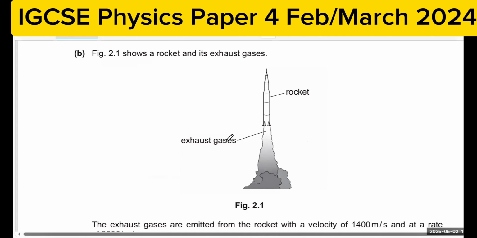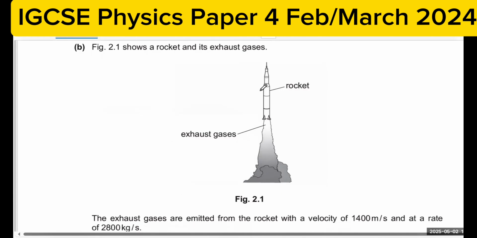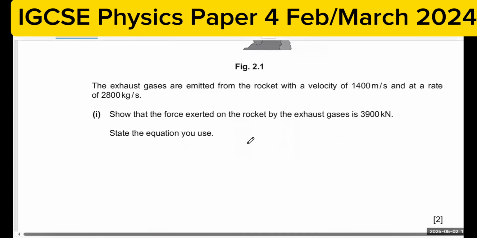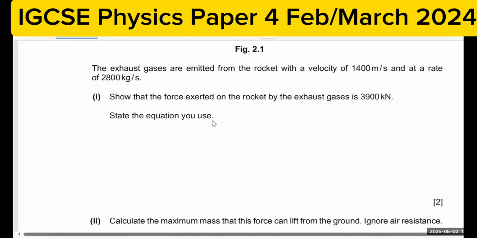B part, figure 2.1 shows a rocket and its exhaust engine. So the rocket is moving upward because of the downward action. So here's Newton's third law, which is equal to the change in momentum. The exhaust gases are emitted from the rocket with the velocity of 1400 meters per second at the rate of 2800 kilograms per second. So we have the speed, that is 1400, and we have at the rate of, so we have mass per second.